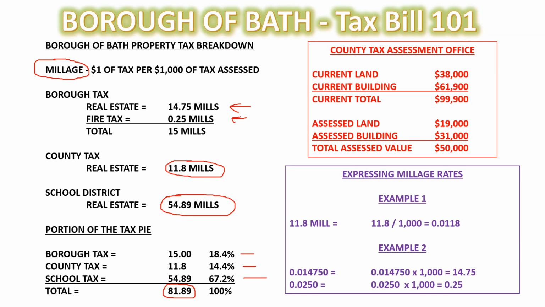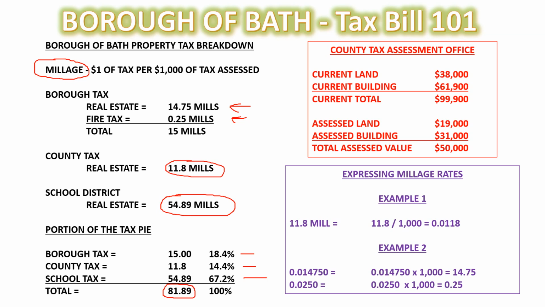Now if we move over to the box at the top right in red, we have just a real quick snippet of what a county tax assessment record might look like. You can find this information on www.ncpub.org, and you can look up your individual property, and under the values tab, you can come up with a similar box to the one I have here.